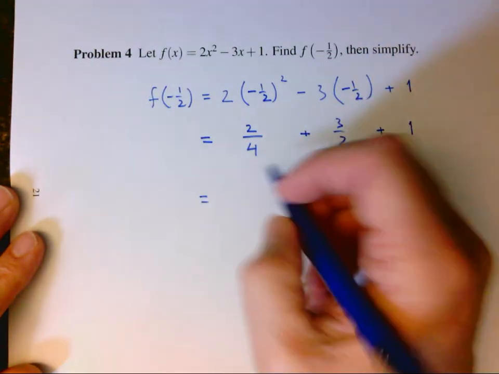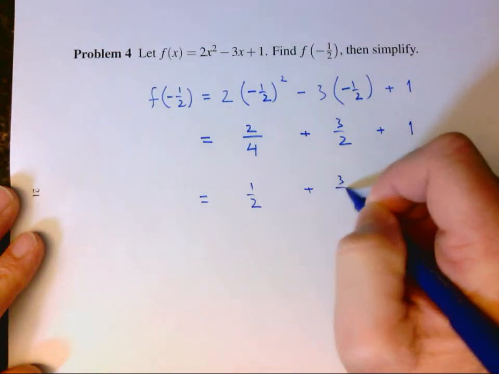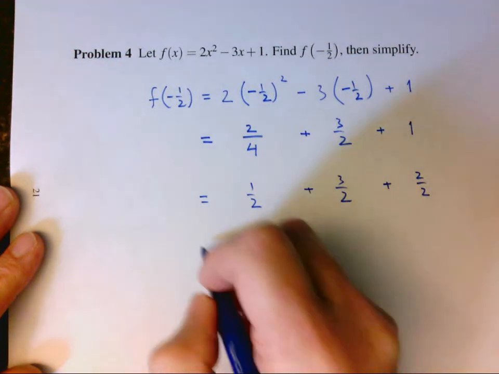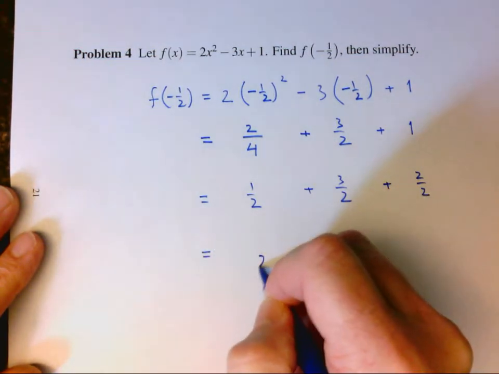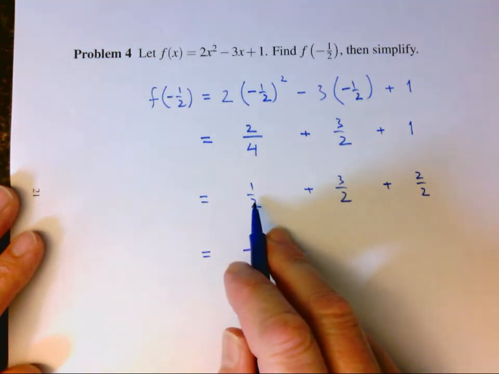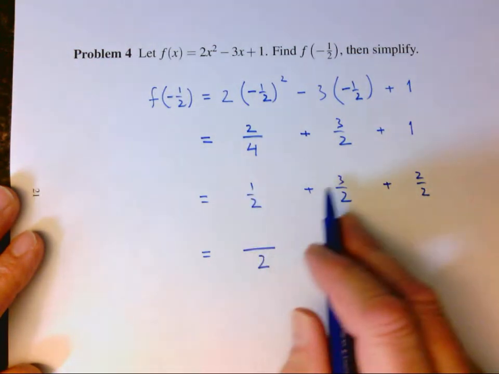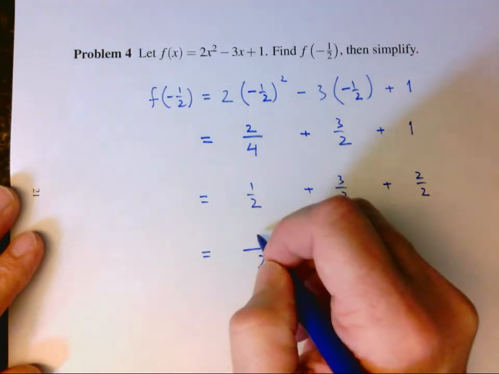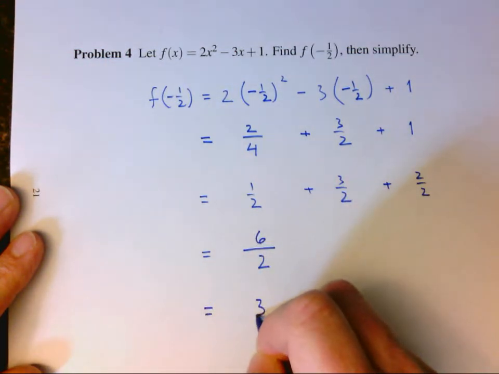2 fourths is 1/2 plus 3 halves. 1 is 2 halves. In order to add the fractions, I have to have a common denominator. Now, since everything is halves, instead of thinking of 1/2 plus 3 halves plus 2 halves, I can think of 1 apple plus 3 apples plus 2 apples. And 1 plus 3 plus 2 is 6. So I get 6 halves, which reduces to 3.